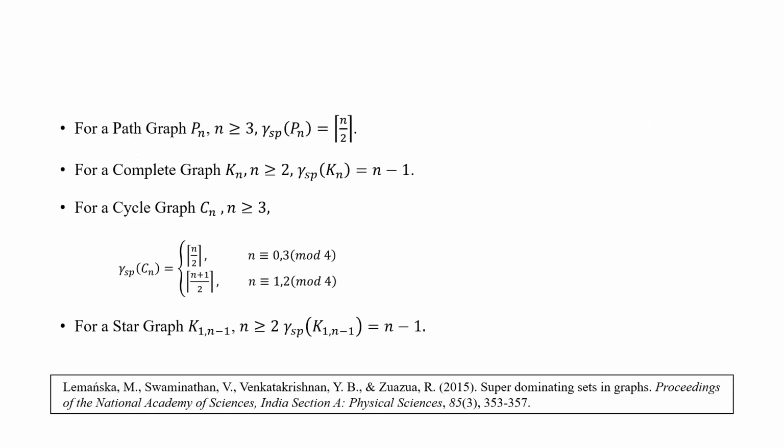For a cycle graph, the super domination number is ⌈n/2⌉ if n is congruent to 0, 3 mod 4. Otherwise, it is ⌈(n+1)/2⌉. If there is a star graph and n is greater than or equal to 2, the super domination number is n minus 1. These results were there in the paper on super domination sets in graphs.